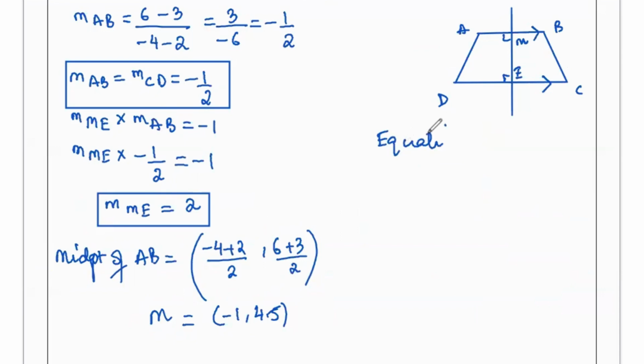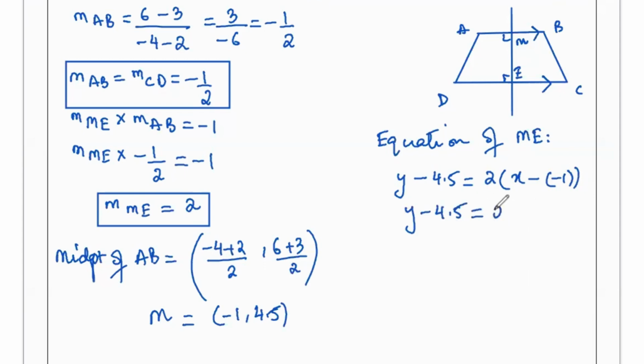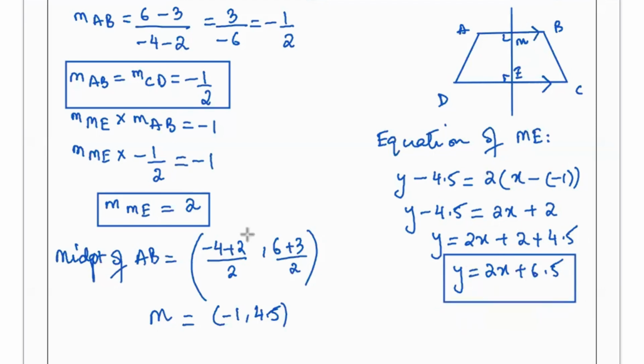Equation of ME, that's going to be y minus y1, which is 4.5, equals your gradient 2 times x minus x1, which is negative 1. So y minus 4.5 equals 2x plus 2. y equals 2x plus 2 plus 4.5, which is 2x plus 6.5. That is the equation of the line ME.